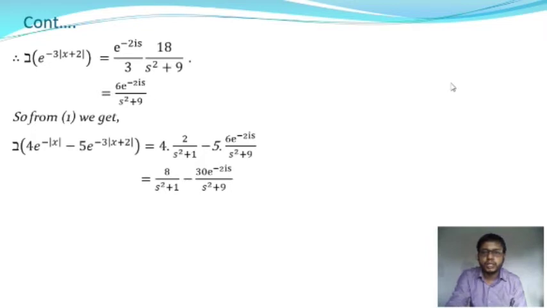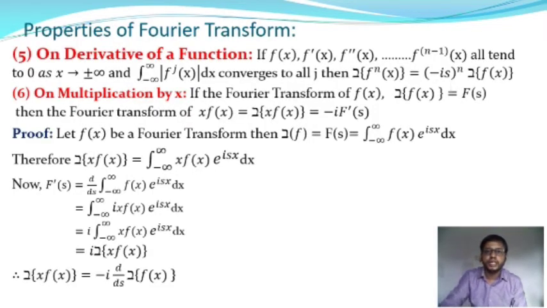Let us move on to the next slide. In this slide, we will continue to discuss some more properties of the Fourier transformation, and this one is the fifth property, that is, on the derivative of the function.